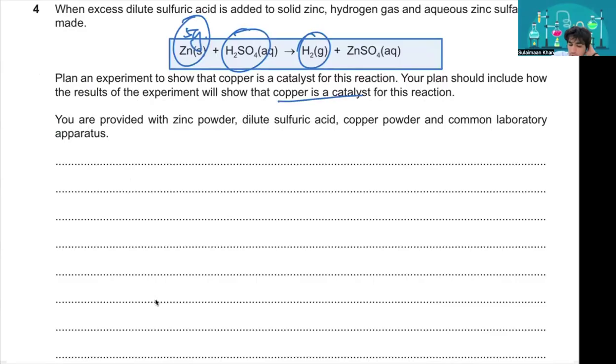And he's saying, show that copper is a catalyst for this reaction. So you perform this reaction all over again, but instead you add copper to it.